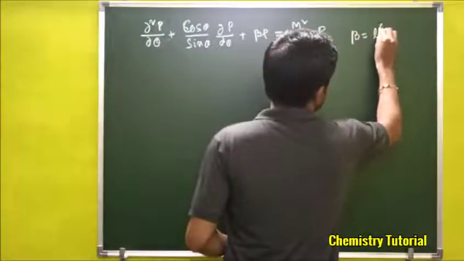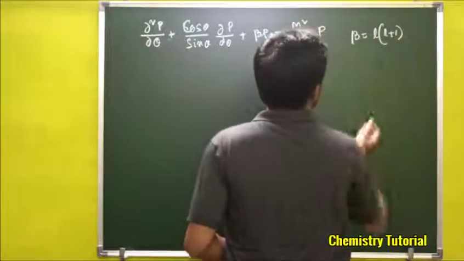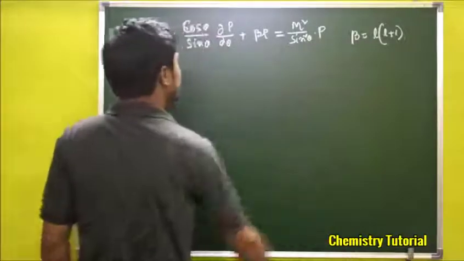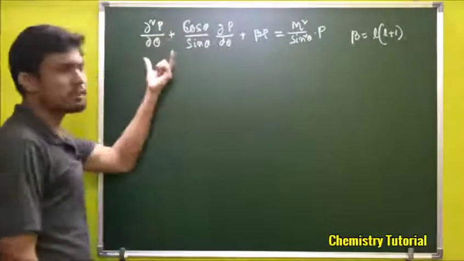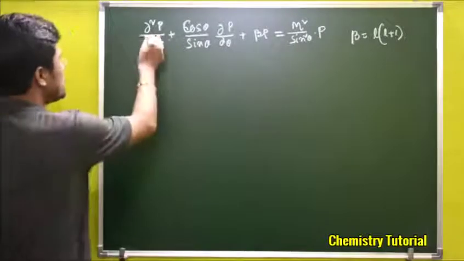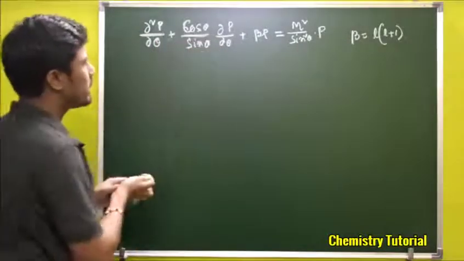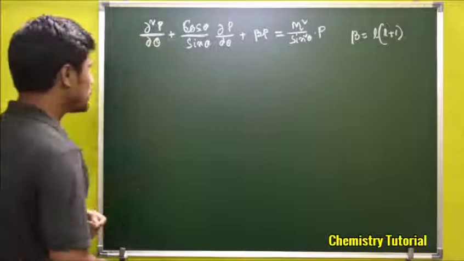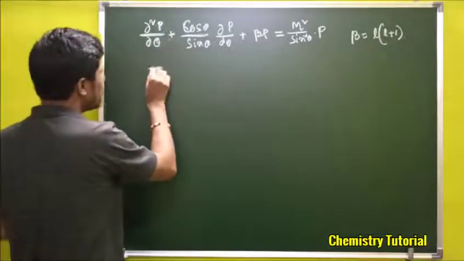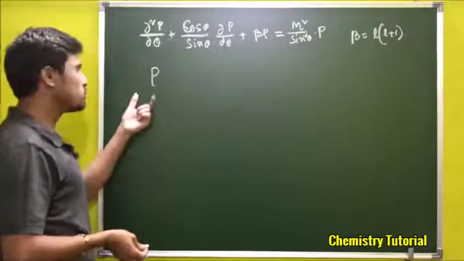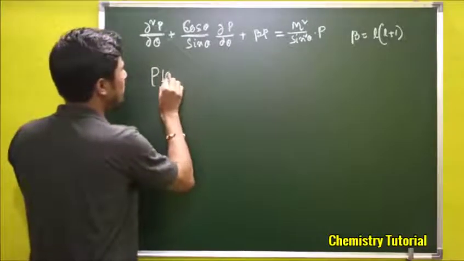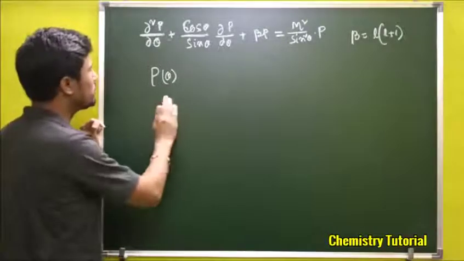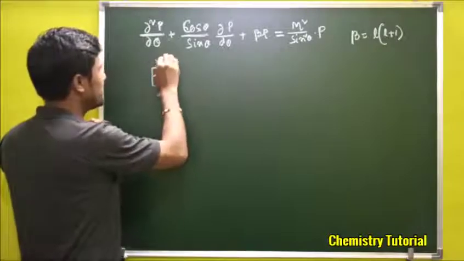Beta is generally expressed as L into L plus 1, okay. This L is the angular quantum number. Since it is a second order differential equation, the solution of this differential equation is very lengthy. We are not going into the method of solution, we just go to the value of the solution, and the solution will be a polynomial, that is P, okay. This polynomial will be a function of theta. It depends upon two values, one is called L and the other one is m.